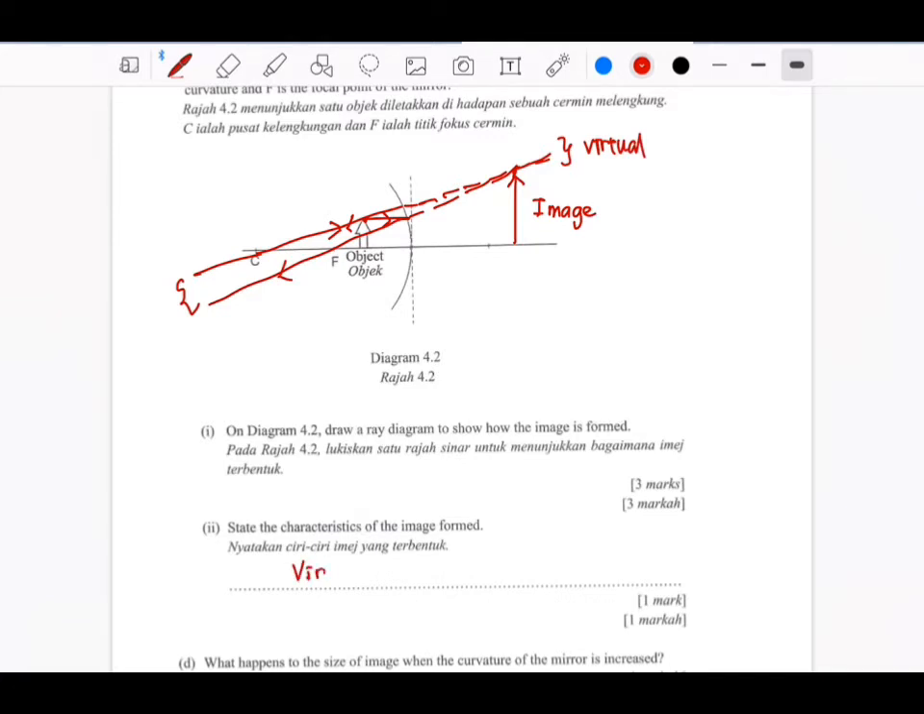So the image will be virtual, upright, and magnified. So that's why the concave mirror can be used as the dentist mirror. When the object is placed less than focal point, the image formed will be magnified.